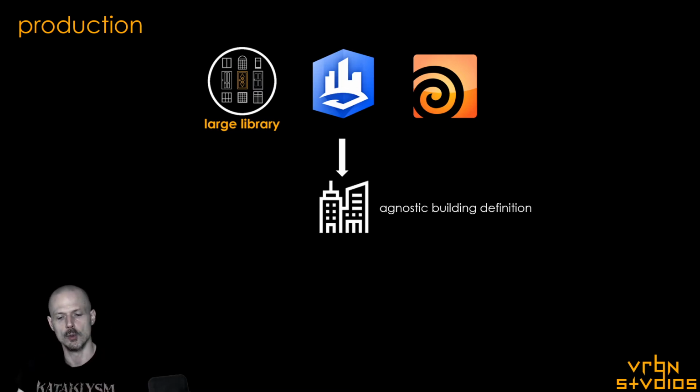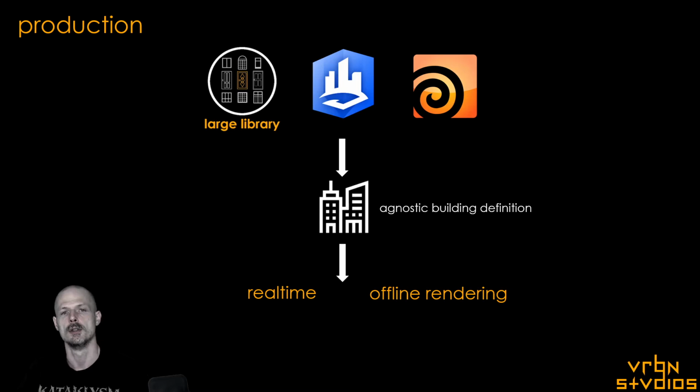From that workflow, we are creating buildings which are pretty much agnostic of the target application where the buildings are used. Because the buildings are produced with multiple levels of detail, they can be used both in real-time applications, but also for offline rendering. We will see a couple of images later on.